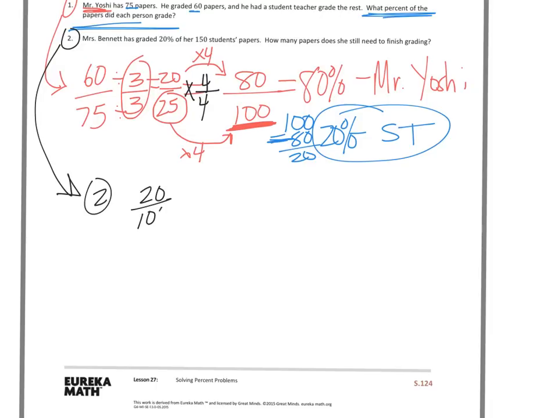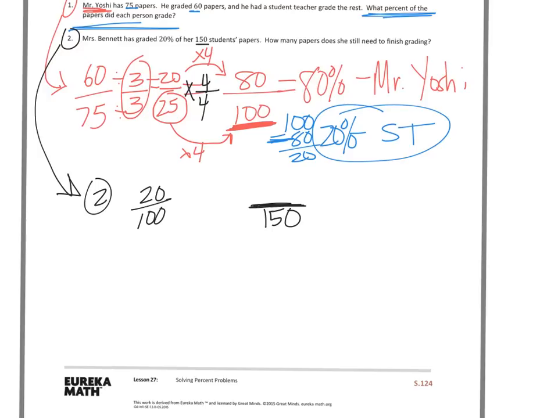20% is 20 over 100. I know that. So I'm going to try to get this down to where I can get it to go into 150, because that's how many total papers she has to grade. That's the whole. We are looking for this part. And that's really important, that we know if we're looking for the part or the whole. If we were looking for the part, then we would have to make sure this top number goes into it. But since we're looking for the whole amount down here, we want to make sure our denominator can go into it.